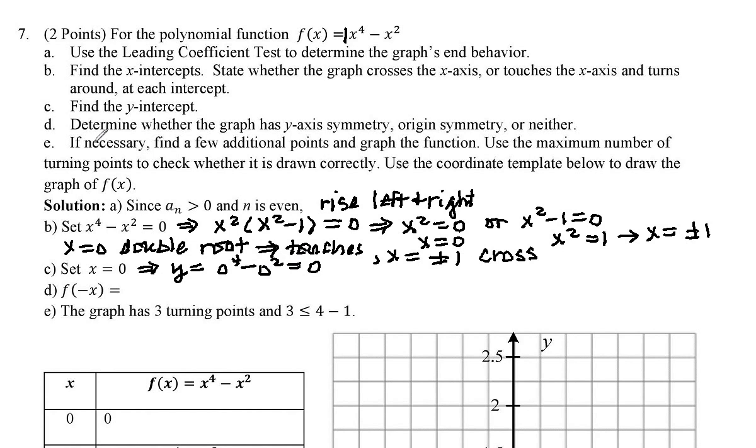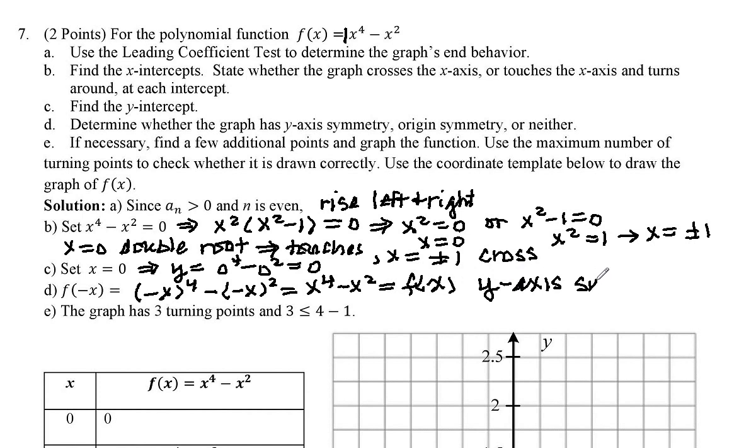And then part D, we're looking at symmetry here. So remember, for symmetry, what you do is plug negative x in for x in this original equation. So that's going to be negative x to the 4th power minus negative x squared. And then even powers on a negative just give the same thing. So this is just x to the 4th minus x squared, which is our original f of x. So f of negative x is the same as f of x. That's an even function. That's y-axis symmetry. And that's the only symmetry we've got there.